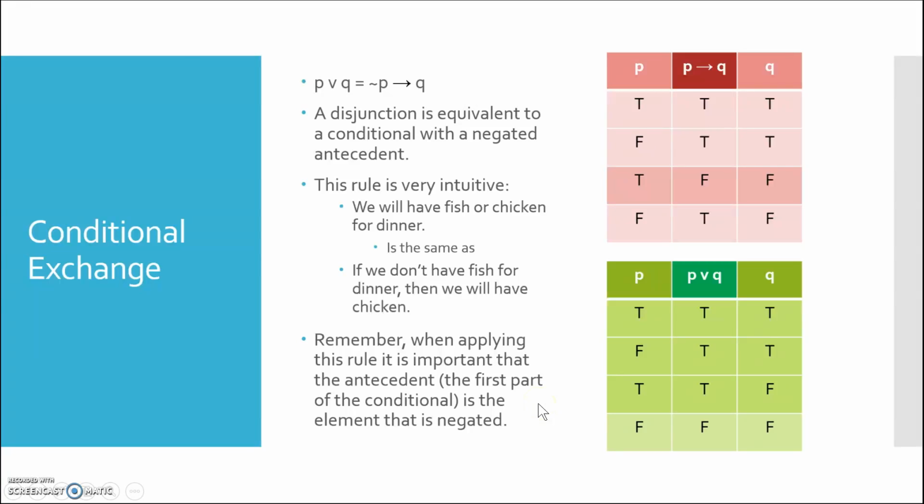Remember that when applying this rule, it's important that the antecedent, the first part, is the element that's negated. This rule works because, as you can see, in a disjunction, one must be true. And by negating, it's essentially saying, given a disjunction, either P or Q must be true. If it's not P, then it must be Q. And you'll see this expressed in a rule of inference in our next lesson as well.